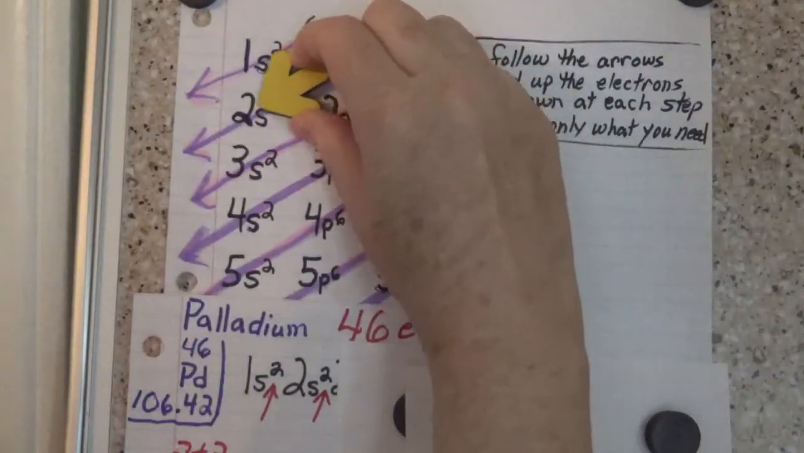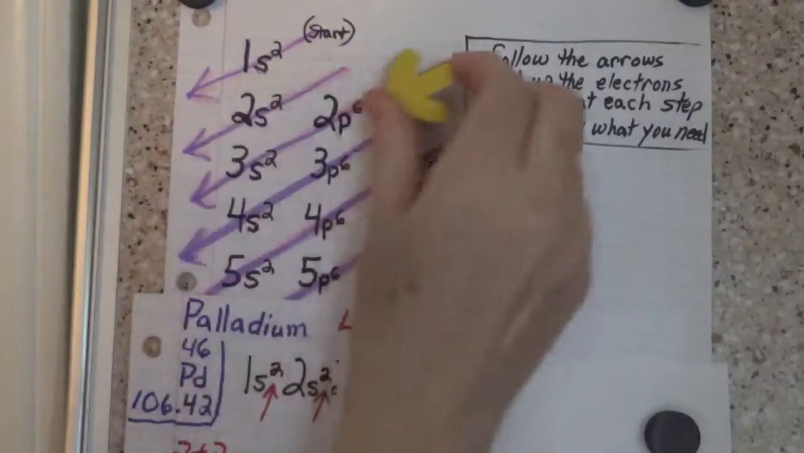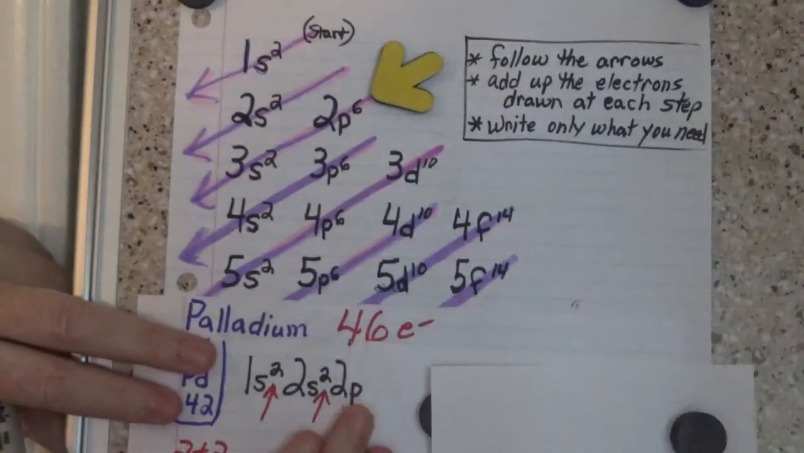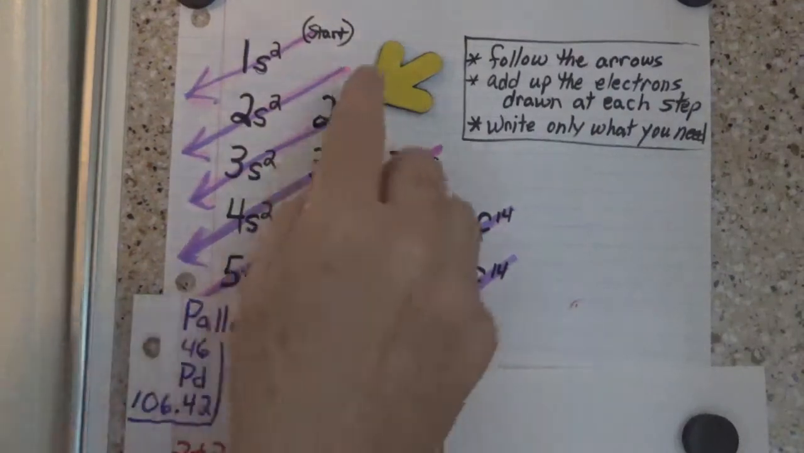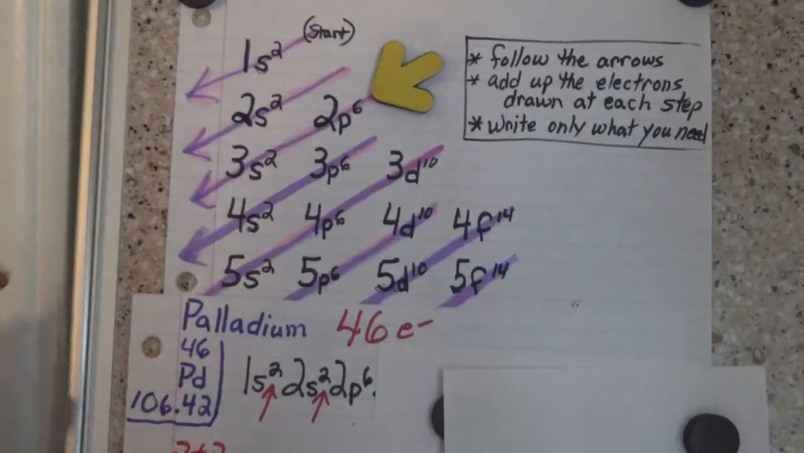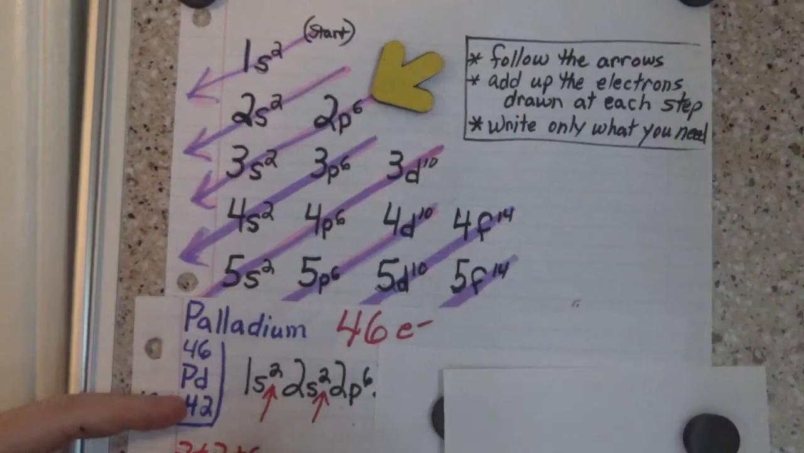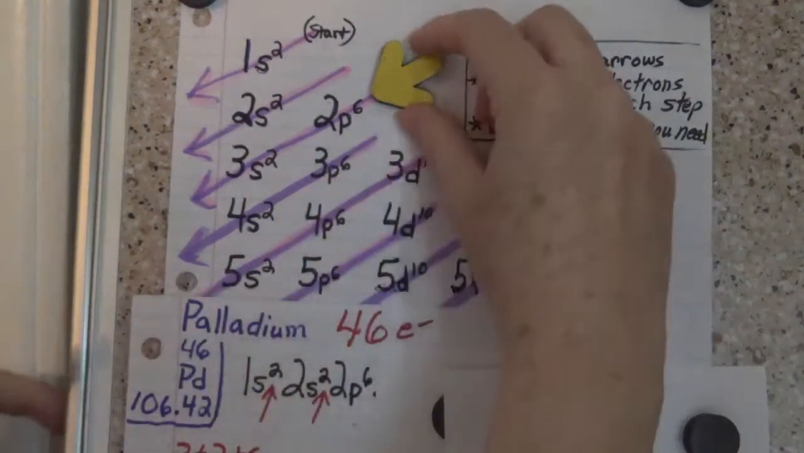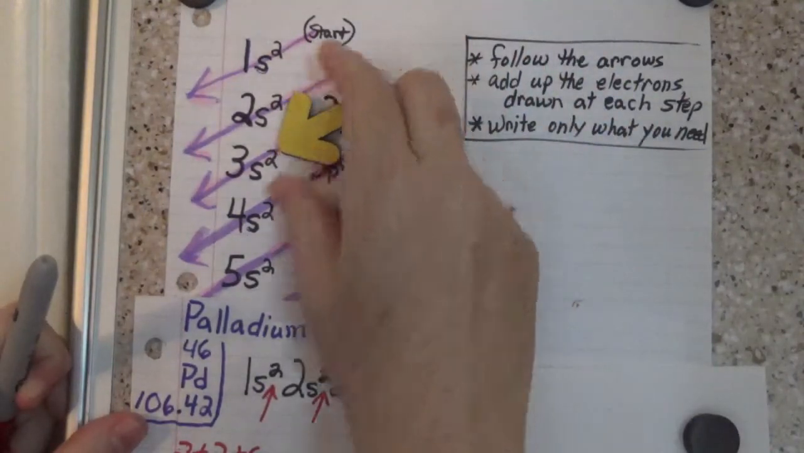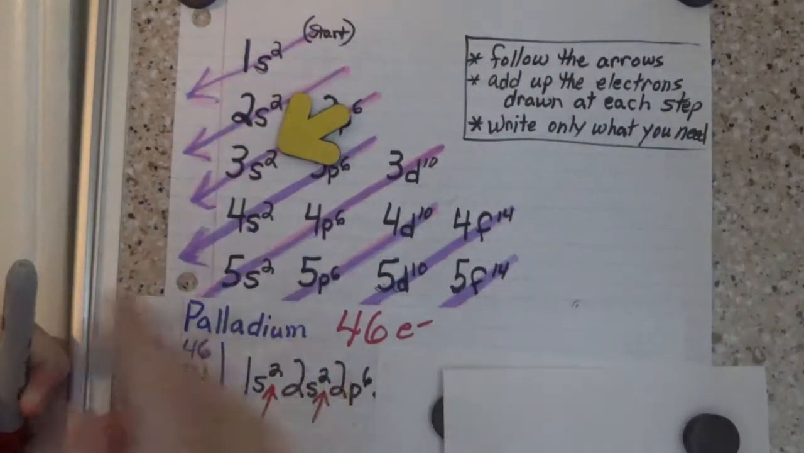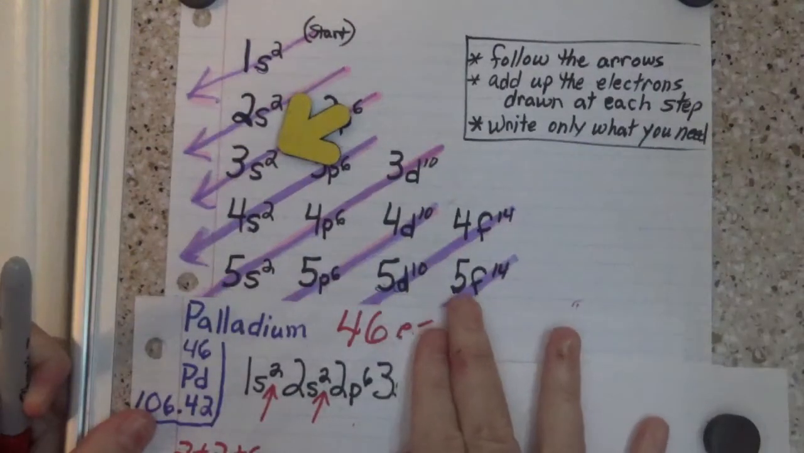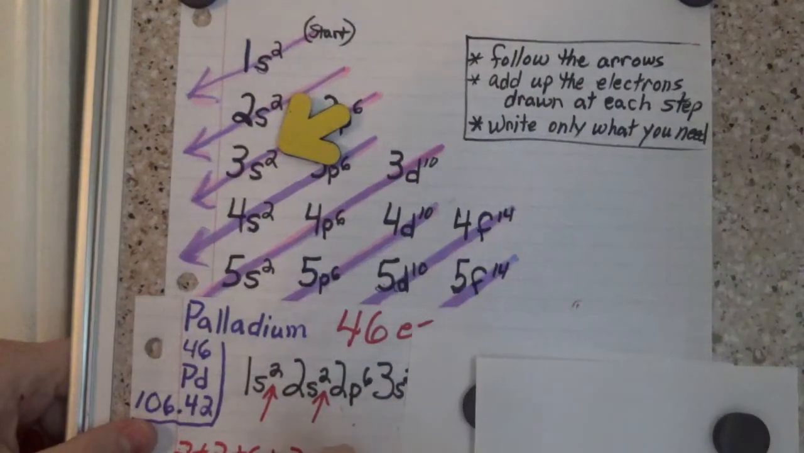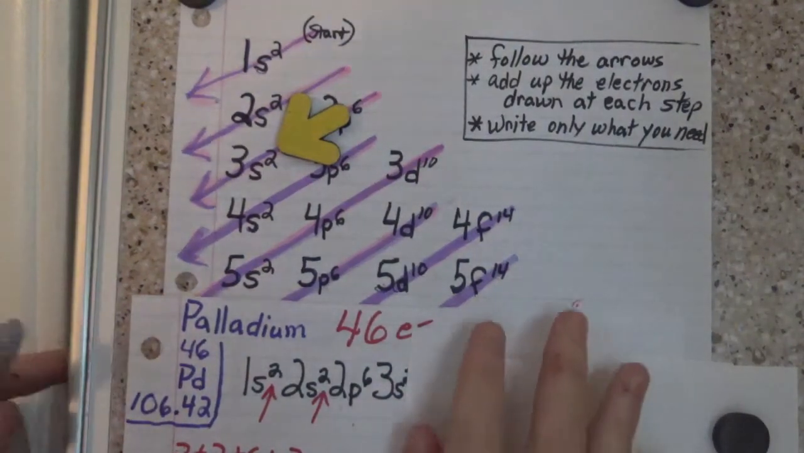So I follow the arrows. I'm at the end. I'll go back up to the top. That takes me to the 2p. So I write 2p, and as you can see, I want all 6 because even after I add 6, that only gives me 10, and I want 46 electrons. So we are not done. So let's continue forwards. We have 3s2. So I'm going to write 3s, and you know we want both of those electrons because even if I add 2, that only gives me 12 electrons like magnesium has.